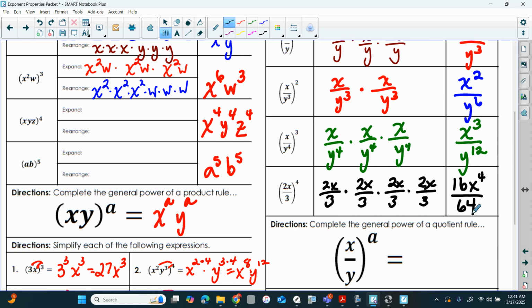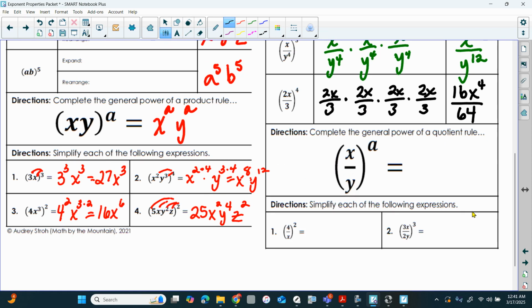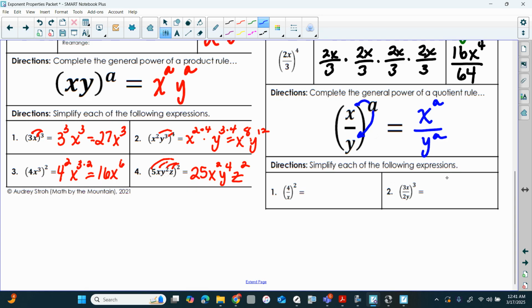So the general rule for the quotient rule raised to a power is basically I'm distributing that power to the top and to the bottom. So this is x to the a power over y to the a power. So if I'm simplifying this, not this example here, this would be 4 to the power 2 over x to the power 2, and 4 squared is 16 over x squared.